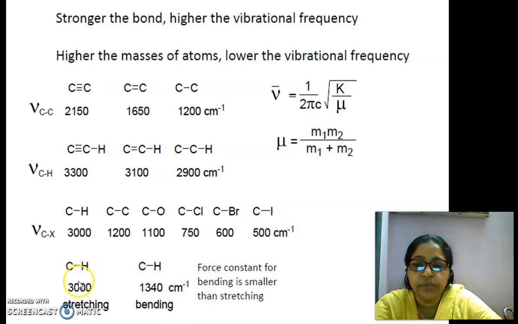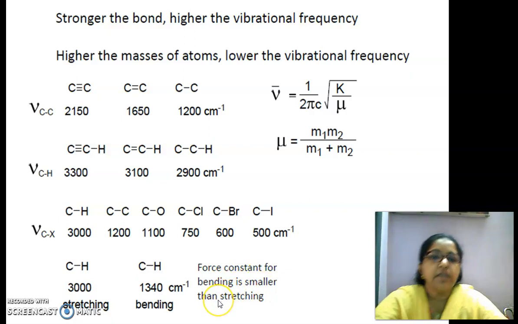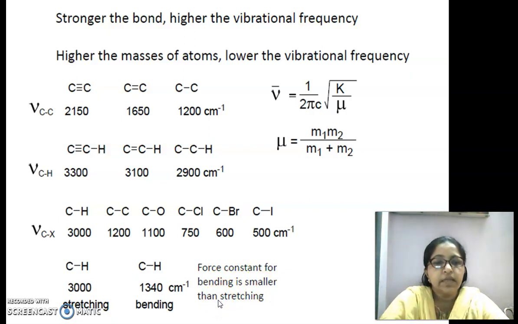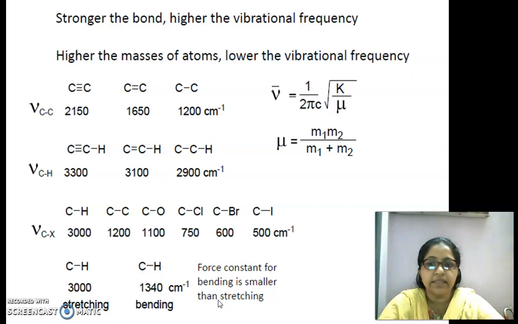Also, we have to know that if it is stretching, it will have more frequency. If it is bending, it has lesser frequency. The force constant for bending is smaller than for stretching. In bending, the bond strength is not actually changing, only the angle is changing. Therefore its contribution is even lesser and the frequency is much less.